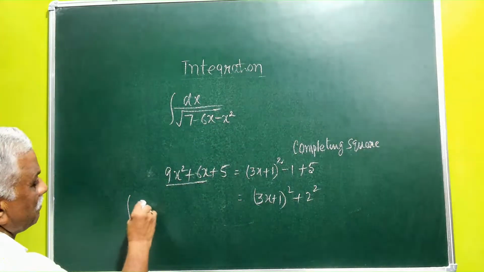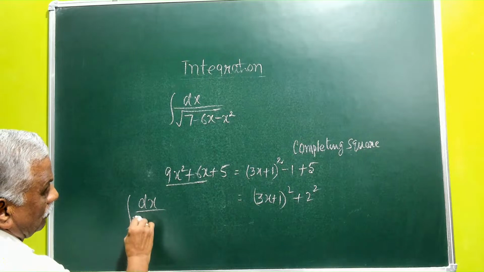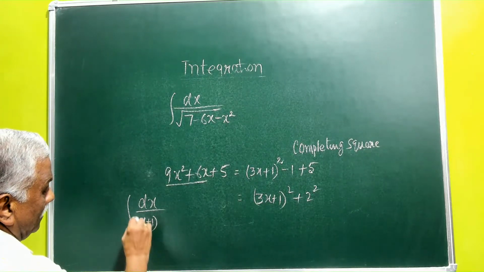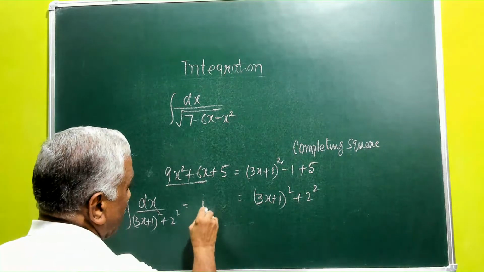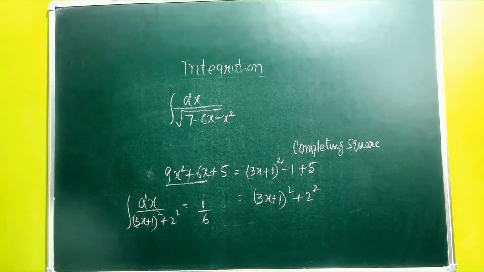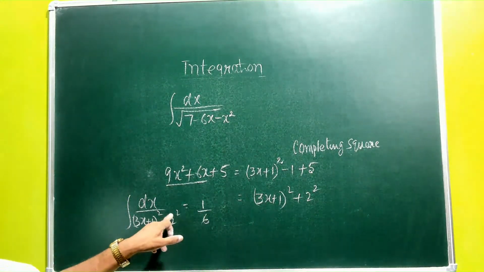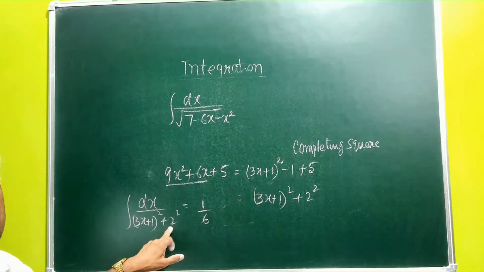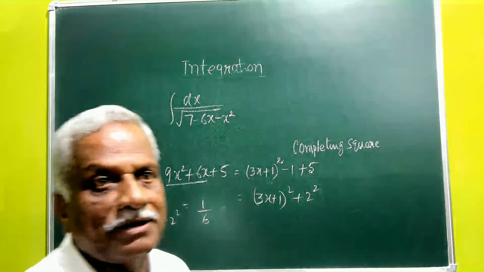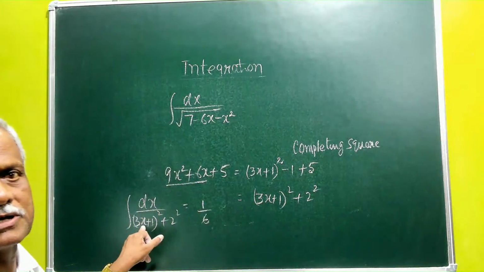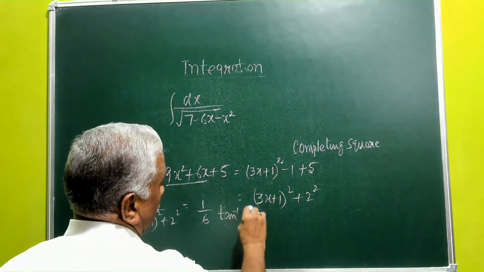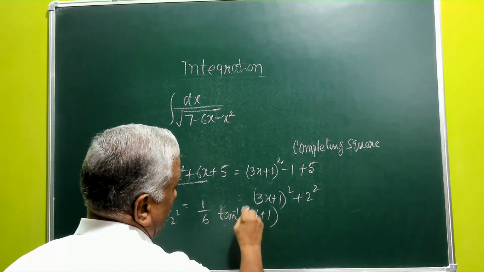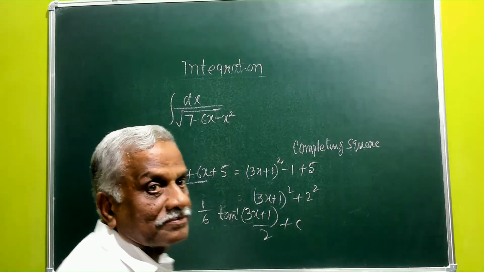Supposing it is an integration problem, dx over 3x plus 1 whole square plus 2 square. What is the answer? 1 by 6. This 1 by 6 you should understand. 1 by a is because of 2, and that 3 you get because the derivative of 3x plus 1 is 3. 1 by 6 tan inverse of 3x plus 1 by 2, plus c.